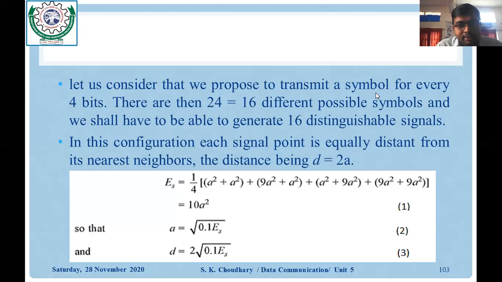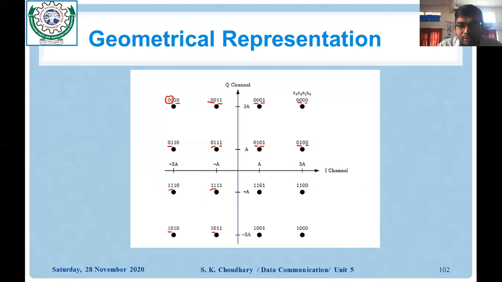each signal point is equally distant from its neighbor, that is d equals 2A. That is also very clear. Between each point there is a difference of 2A. Whether you move along the x-axis or the y-axis, it would be only 2A. That is the uniform distance we have kept.